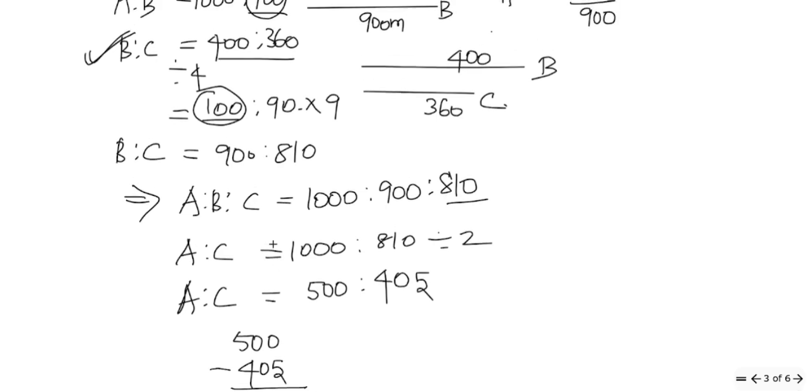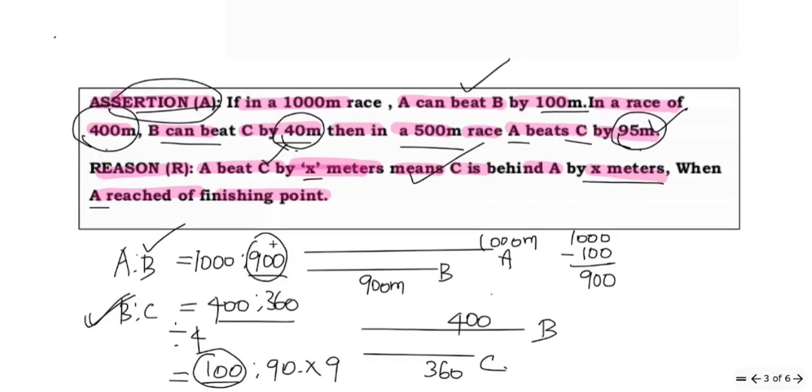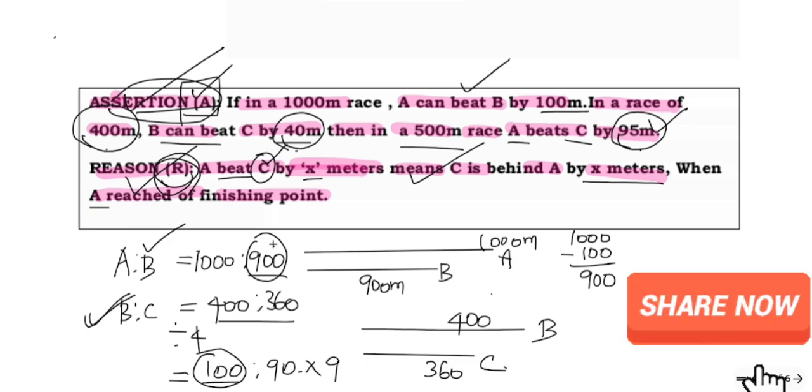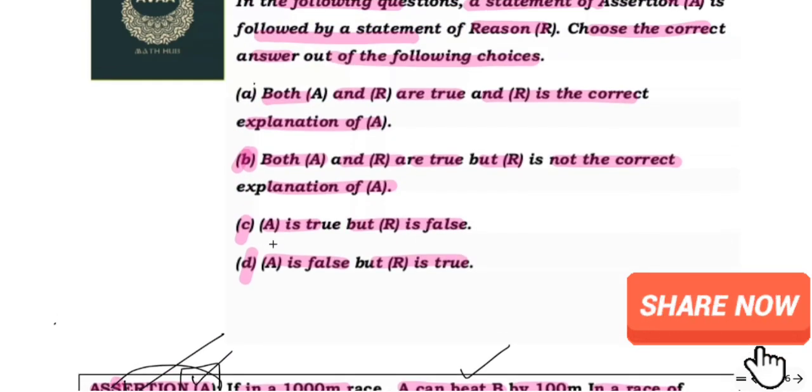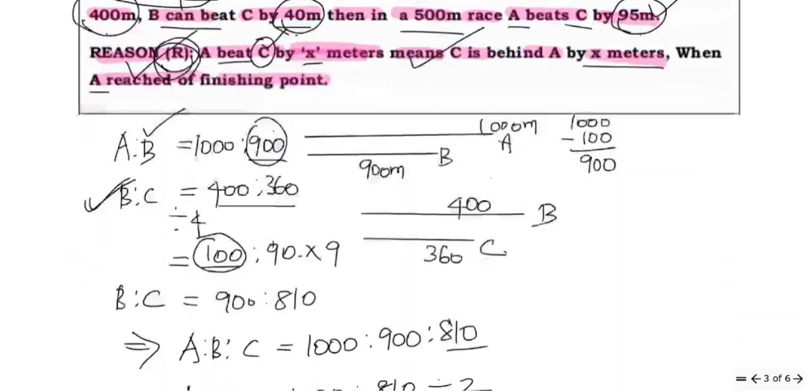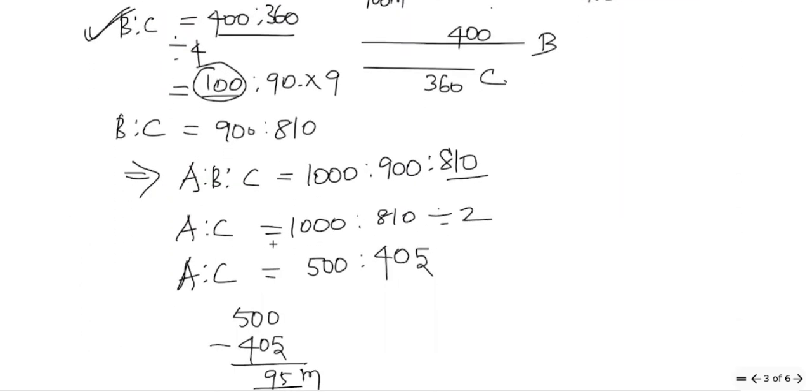So what they are telling as the assertion is actually right. Both assertion and reason are right, and R is the correct explanation of A. Whenever they say A beats C or A beats B, it actually means that the second value is behind our first value. So reason is also correct, assertion is also correct, and R is the correct explanation of A. That means we should go for option A. Option A we should choose here.